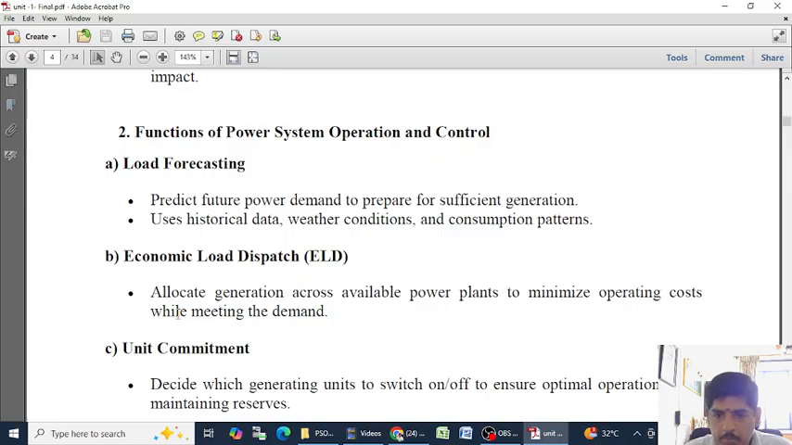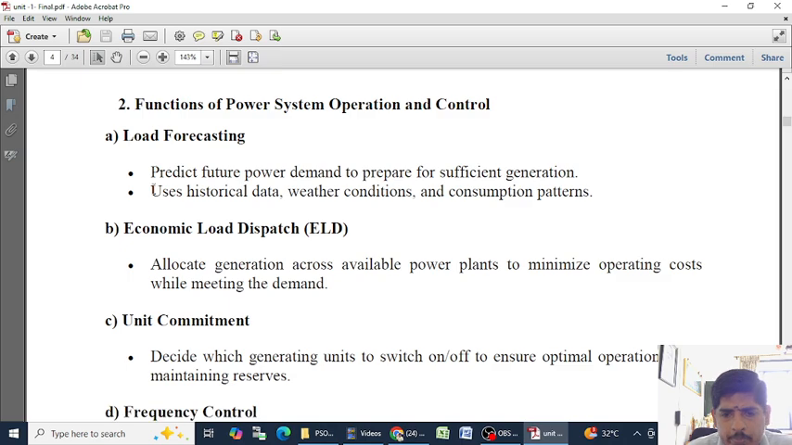So the power demand and the power generation should be equal, so it will not disturb the power system network. Otherwise, the protective devices will be energized and will trip the circuit. So the functions of power system operation and control play a prime important role. The first point is load forecasting, and the second one is economic load dispatch.